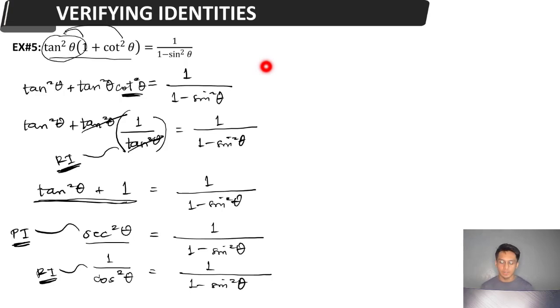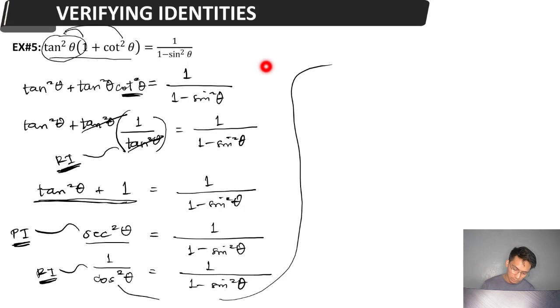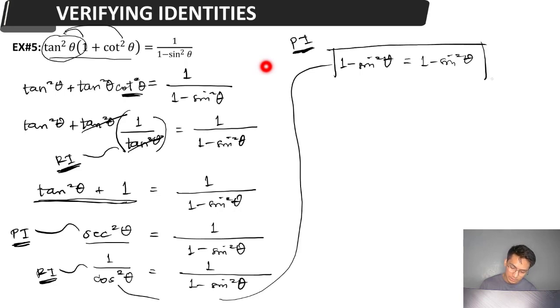Hindi pa siya verified. Yung cosine square theta natin, pwede natin yan i-convert using Pythagorean identity. So, ito, lagay natin dito sa part na ito. Cosine square theta is equal to 1 minus sine square theta by Pythagorean identity. Yan ngayon, yung sine square theta plus cosine square theta is equal to 1. So, binalibaliktad lang siya, pero Pythagorean identity pa rin yun. This is equal to 1 minus sine square theta. And this is the solution for example number 5.